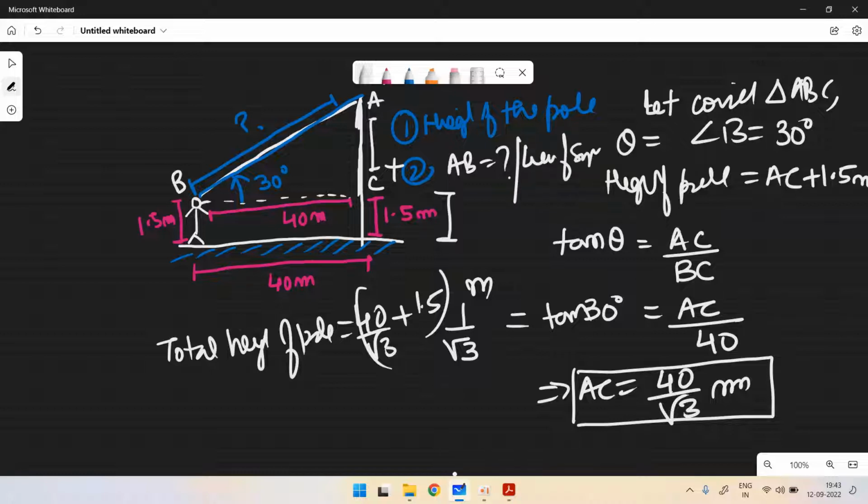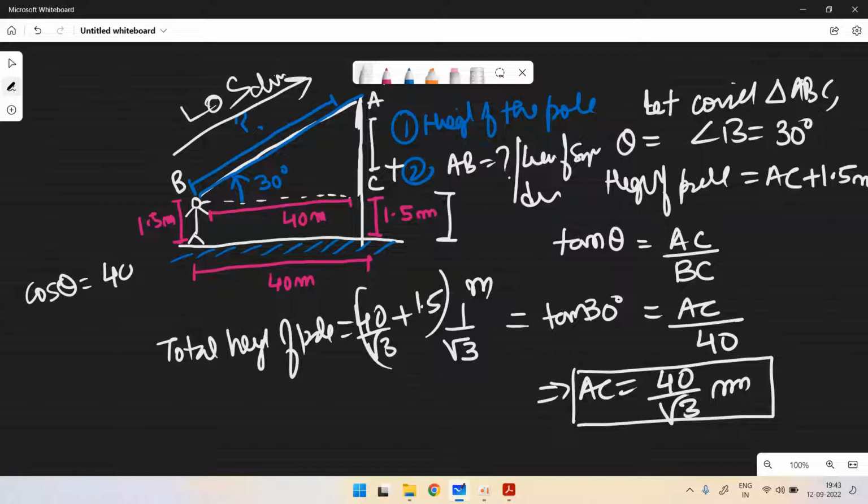Line of sight distance. This is line of sight distance, LOS. So what is line of sight distance? Now you need to apply this. Here you are given BC, and you need to find AB. Based upon the hypotenuse, this is nothing but cos of theta.